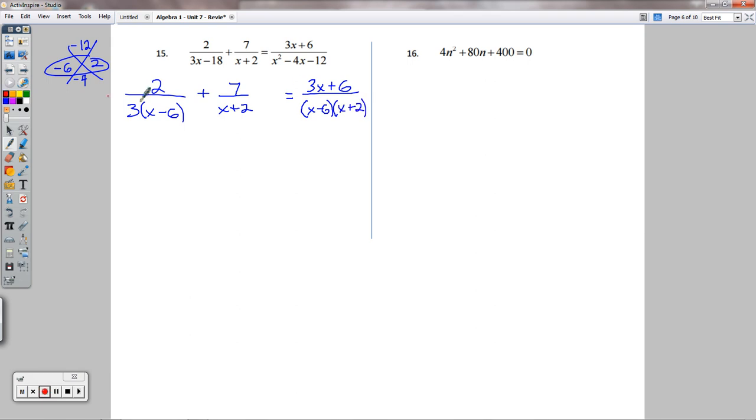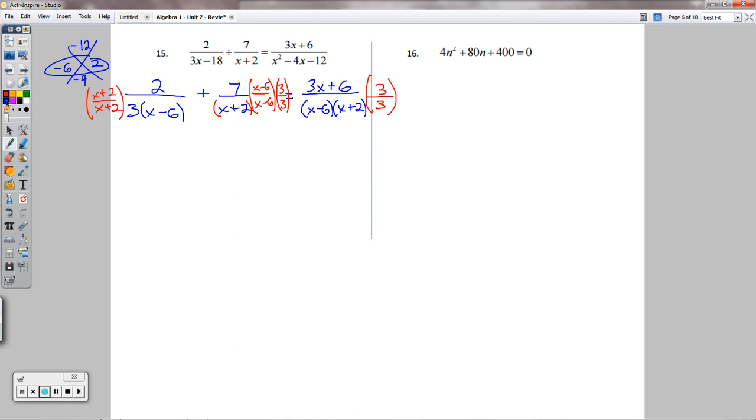So what's missing in this one that I have somewhere over here would be the 3, just the 3. So I'm going to multiply this one by 3 over 3. This one's missing a couple parts. This one has the x plus 2, but you're missing x minus 6, excuse me, and you're missing the 3. So this one's a little tricky because of that. You have 3 things multiplied together, and then this one's missing the x plus 2 factor.